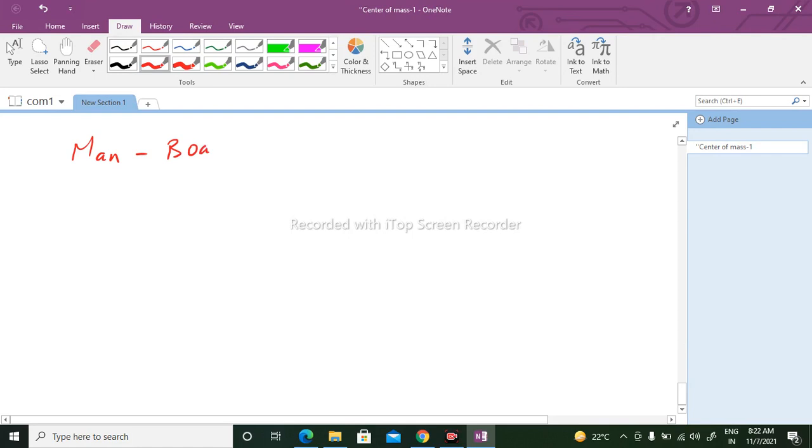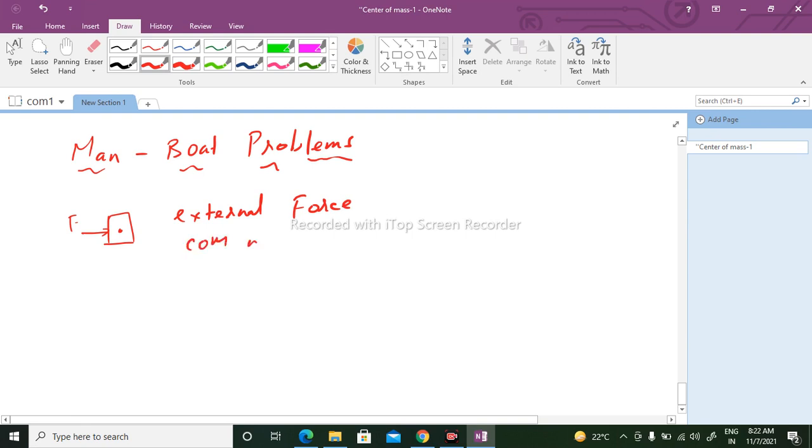Man-boat type problems, we will see how to solve these type of questions. The concept you have to know here is, when a center of mass is moving, the center of mass of a body will move only for external force. Only for external force, center of mass will move. For internal forces, it won't move.